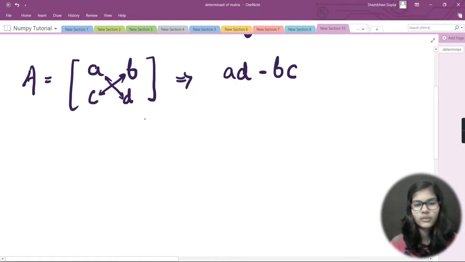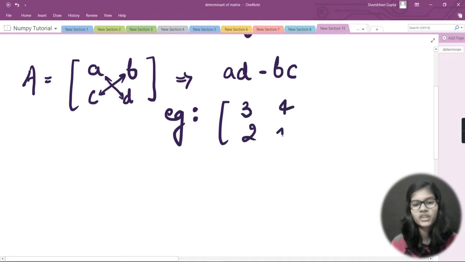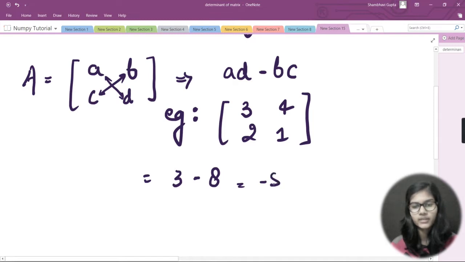Fine. So this was about a 2 cross 2 matrix. Now I would give you a simple example, and the same example we will take in the PyCharm IDE when we see the practical. The example is 3, 4, 2 and 1. So what was the formula? That was AD minus BC. AD is my diagonal, that is 3 into 1, so 3 into 1 is 3. Now putting that minus sign, B multiplied by C, so 4 into 2, that is 8. So I got the determinant, that is 3 minus 8, so minus 5 is my determinant which I got here as the output.